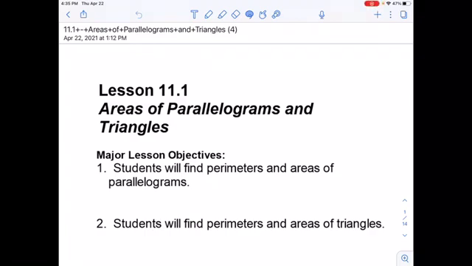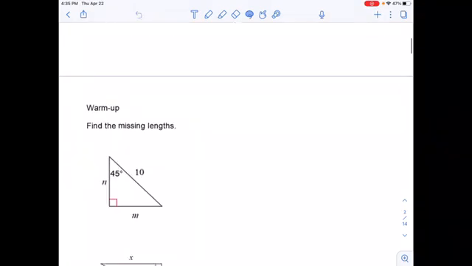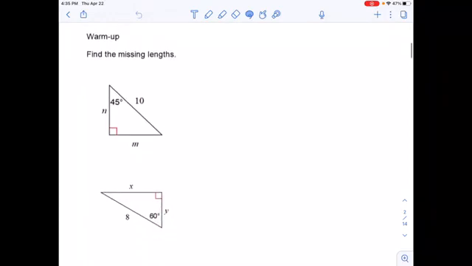Hello, today we are covering areas of parallelograms and triangles. You guys will be able to find both perimeter and area of these shapes. We are first going to start by reviewing our special right triangles.